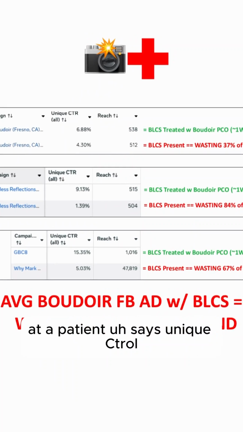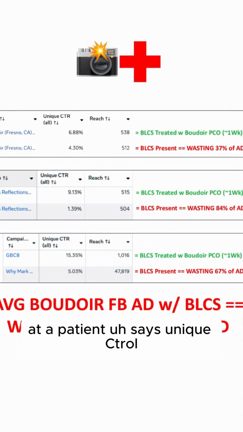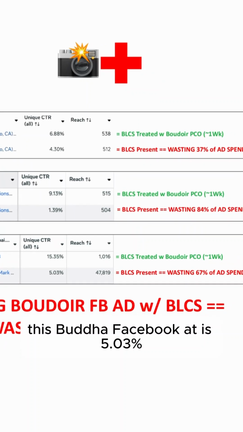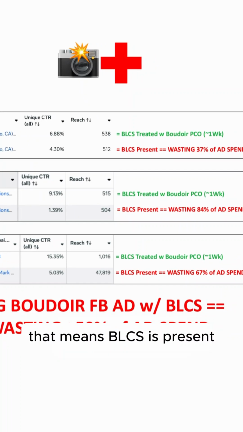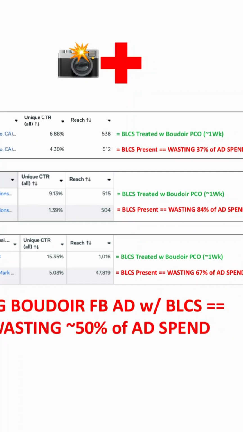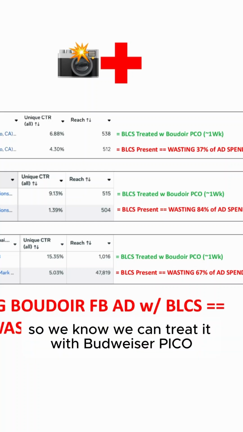Finally, had a patient whose unique CTR on his Boudoir Facebook ad is 5.03%. When unique CTR is under 6%, that means BLCS is present, Boudoir low click syndrome. So we know we can treat it with Boudoir Pico. It takes about a week.